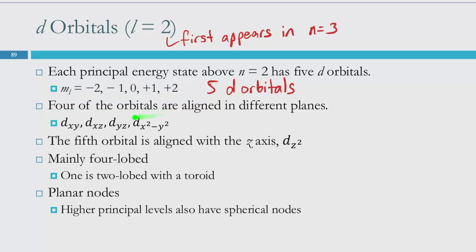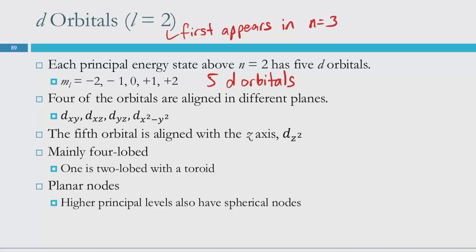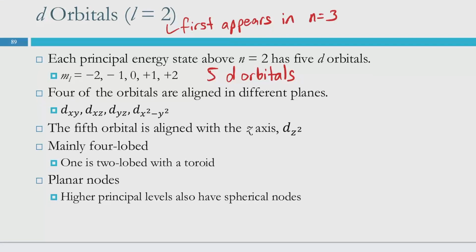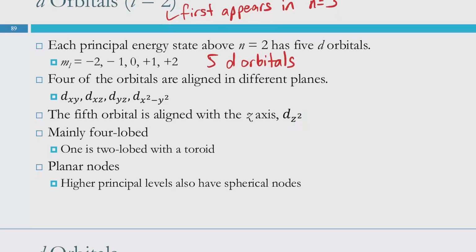So 4 of our orbitals are aligned with different planes, so 2-dimensional spaces. If you take x, y, and you make that a whole flat surface, they might exist in that plane. You could also have xz, you could have yz. So they're in those 2-dimensional spaces instead of just being oriented along one axis. And our 5th orbital, the dz squared, is along the z-axis.